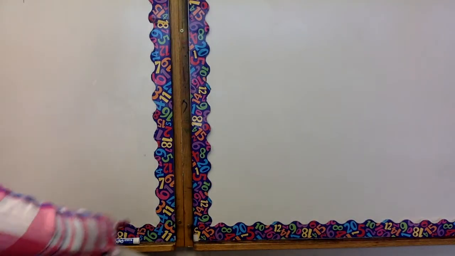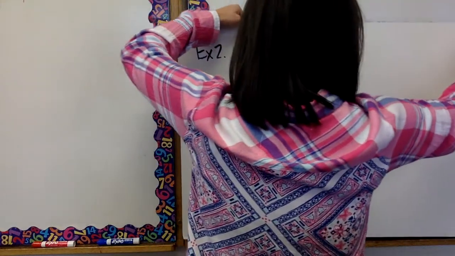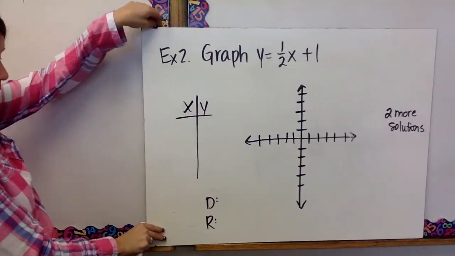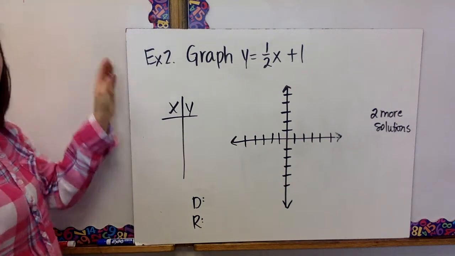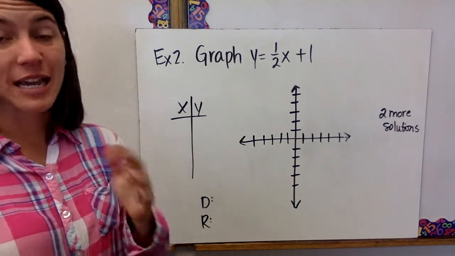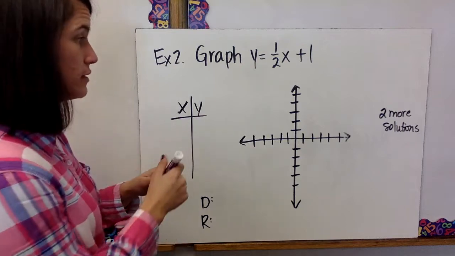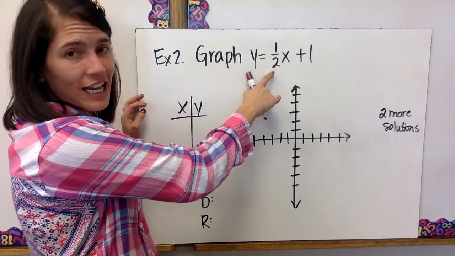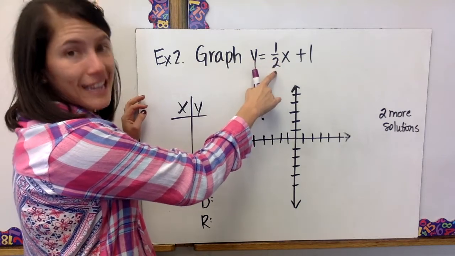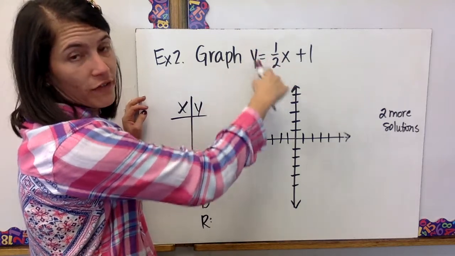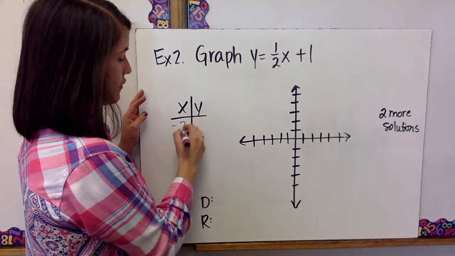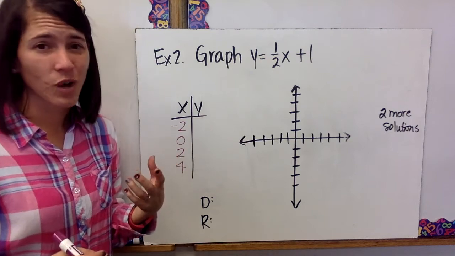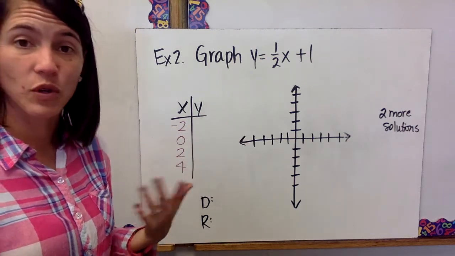Example 2. Oops, cut off, sorry. Example 2, we're going to graph this equation. The same steps apply. We're going to make a table. And in my table this time, because I have a 1/2, I'm going to use even numbers so I don't have to deal with a fraction or decimal. So I'm going to use -2, 0, 2, and 4.